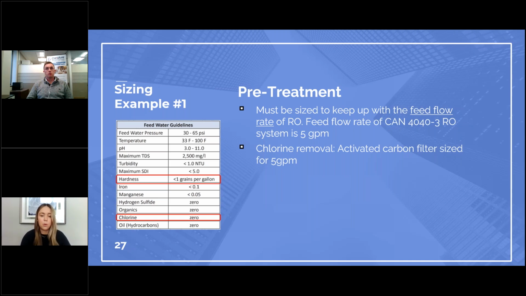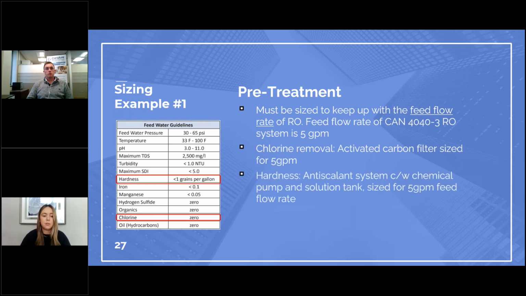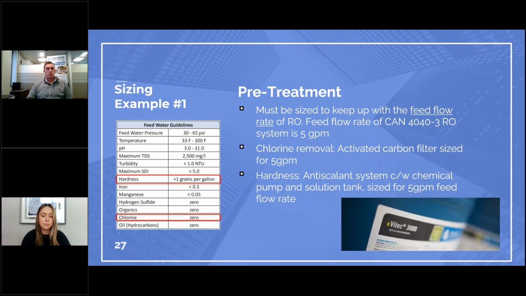For the chlorine removal, we're going to want to go with an activated carbon filter, sized for 5 gallons a minute. And in this case, because we're dealing with space limitations, we're going to go with an anti-scalant system instead of a water softener for the hardness. That includes a chemical pump and a solution tank, and these will be sized to handle the 5 gallon a minute feed flow rate to the RO as well. There's just a picture showing some of the anti-scalant that we normally deal with by Tech 3000.